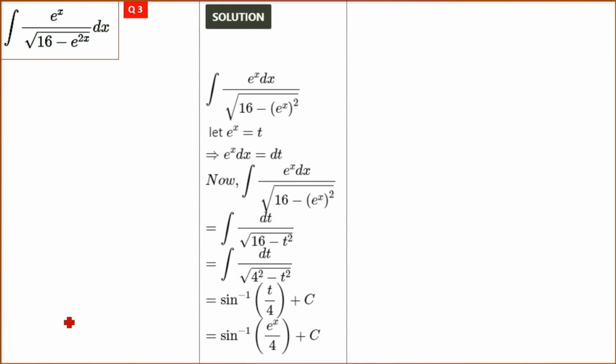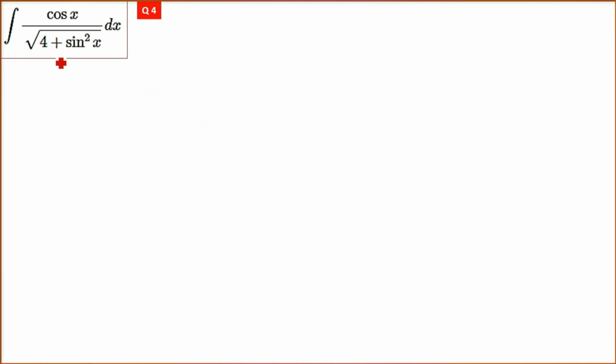And how are we going to do this? It's in front of you. So that's how it will be done. e raised x has to be equal to t, and sine inverse x by a will be the formula to be used. Now sin x, directly we can get cos x. So t equal to sin x, we put dt by dx equal to cos x, so dt will be equal to cos x dx.